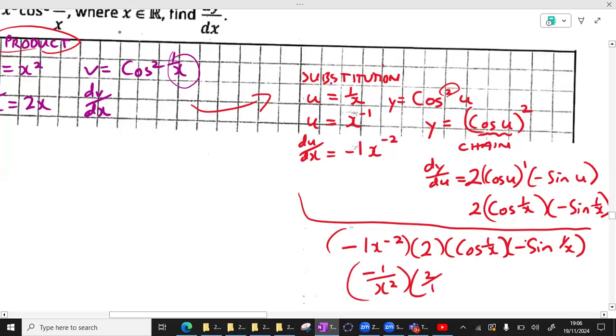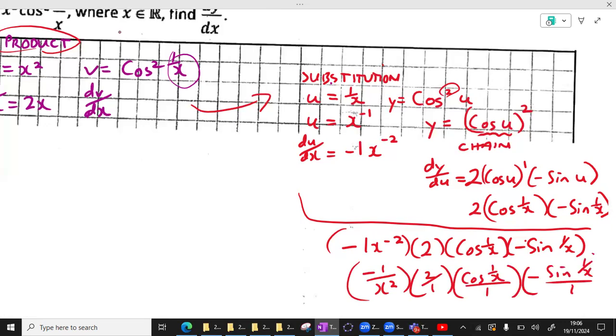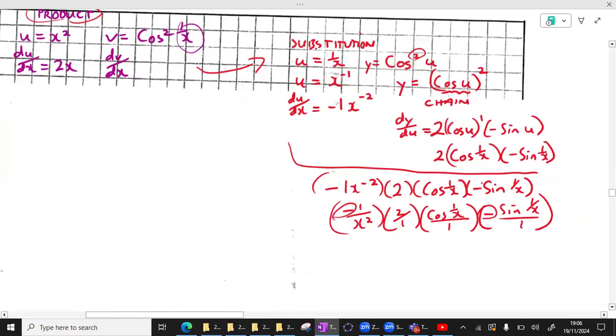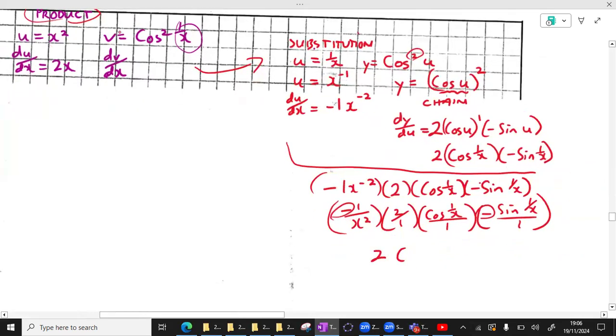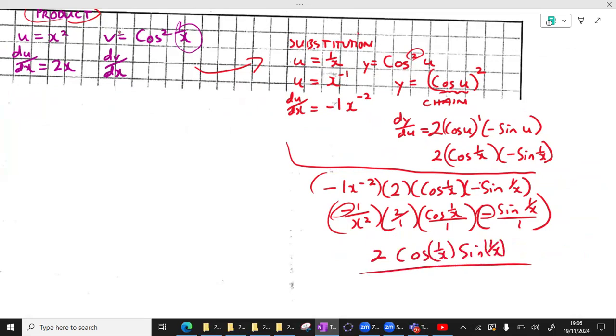Now, this here is going to ultimately become minus 1 over x squared. Technically, this is 2 over 1. Here, again, even though the angle is a fraction, technically these are all over 1. So one thing I notice is that I do have two minuses, one there and one there. So that's going to overall be plus. So I end up with 2 cos of 1 over x, sine of 1 over x, all over this x squared.